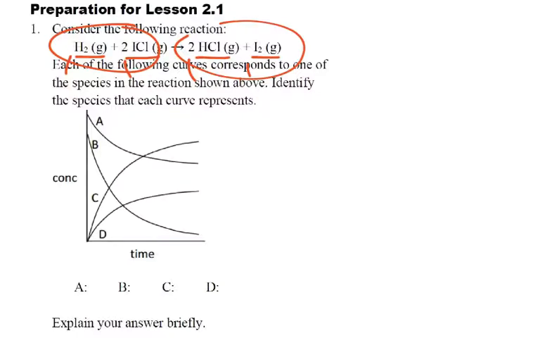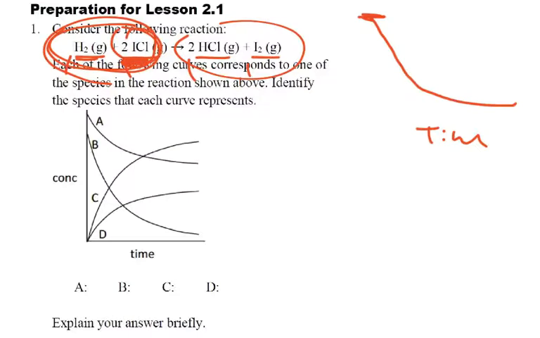Well, if we have a reactant, you can expect that a reactant is going to begin with a high concentration and it's going to go down and down and down over time. So the downhill ones must be the reactants. And we have a 1 and a 2, so that means the 2 is going to get used up twice as fast as the 1.